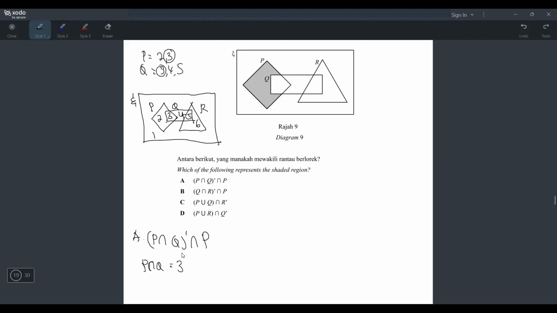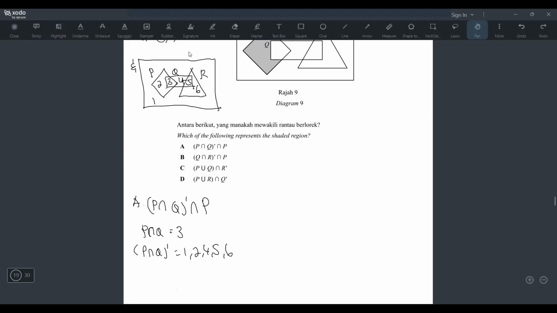But they want P intersect Q bracket complement. So the bracket of P intersect Q complement is what? Is everything except 3. So everything except 3 will be what? 1, 2, 4, 5, 6. Okay. But then I still have to intersect P.